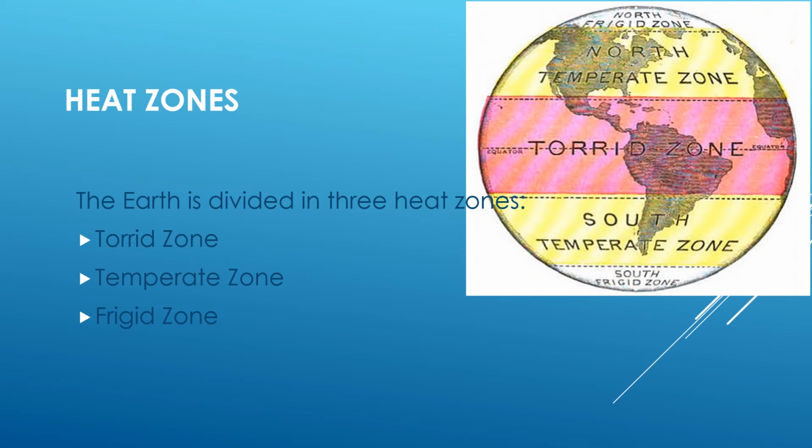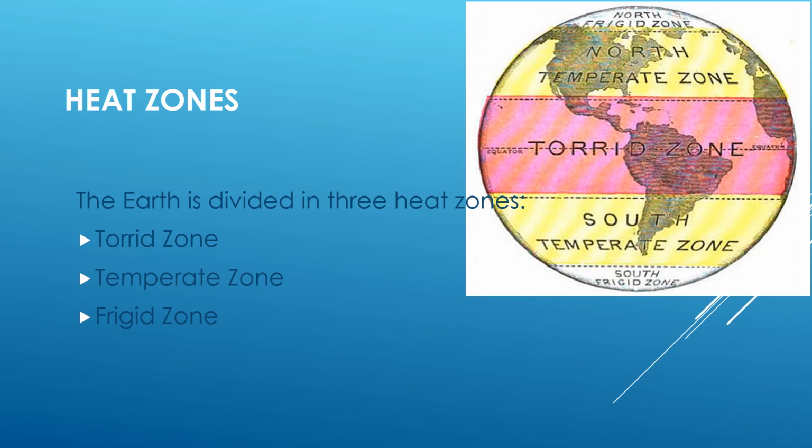Now let us talk about the location of these places. This torrid zone lies between the Tropic of Cancer and the Tropic of Capricorn. These are the important parallels which we have already read in the previous chapter. So torrid zone lies between the Tropic of Cancer and Tropic of Capricorn.